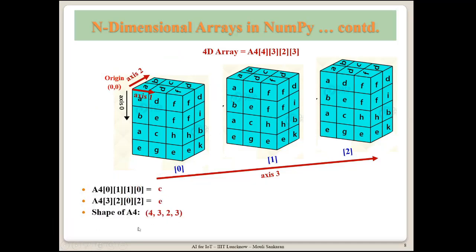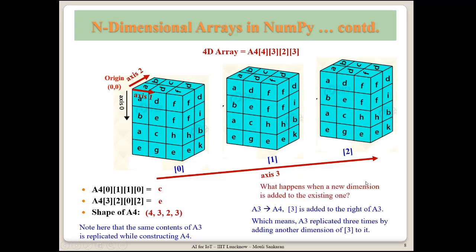Now A4's shape is 4 in this axis, 3 in this axis, 2 in this axis and 3 in axis 3. So 4, 3, 2, 3. Okay, this is the shape. Now note here that the same contents of A3 are replicated while constructing A4. So A4 I have constructed using A3.